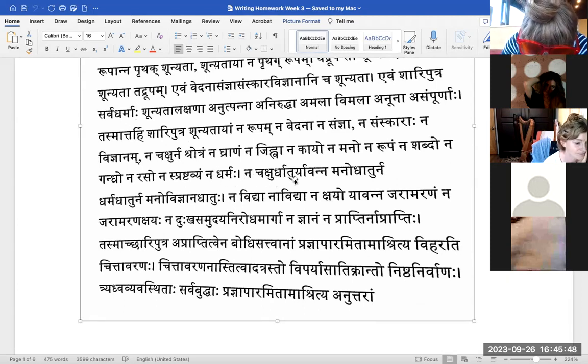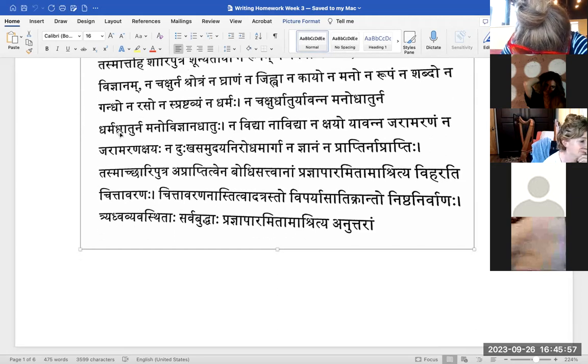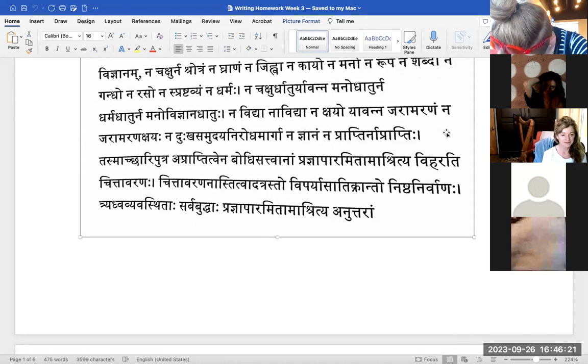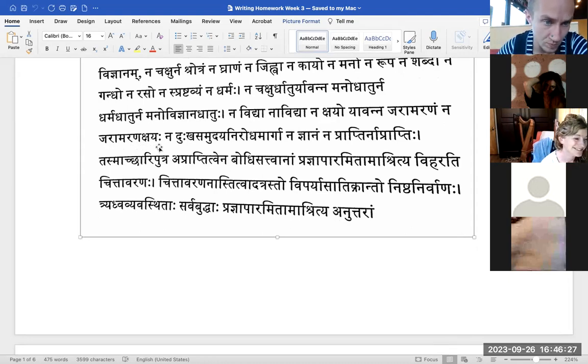Na kando na raso na sprishtavyam na dharmaha na chakshur dhatur, na mano dhatur, na dharma dhatur, na mano vijnana dhatuhu. Na vidya. So no vidya and no avidya. Nakshaya. Na jara marana. No destruction and even then no death by old age. Good luck on that. Na jara maranakshaya. No destruction of the death by age.